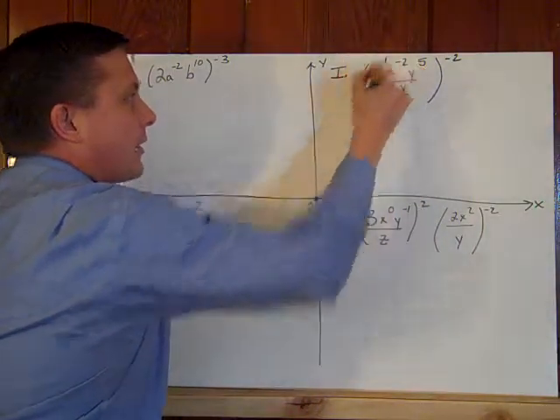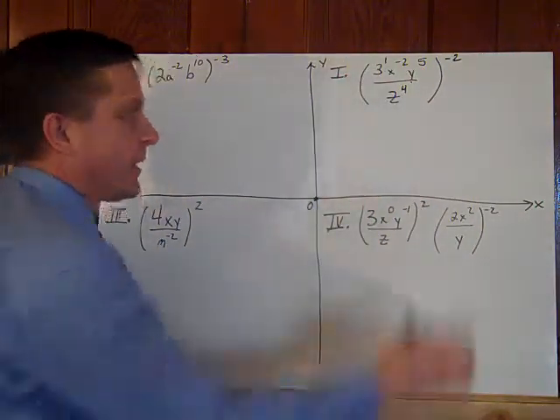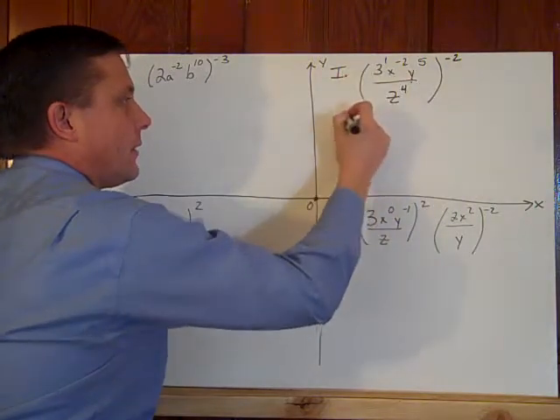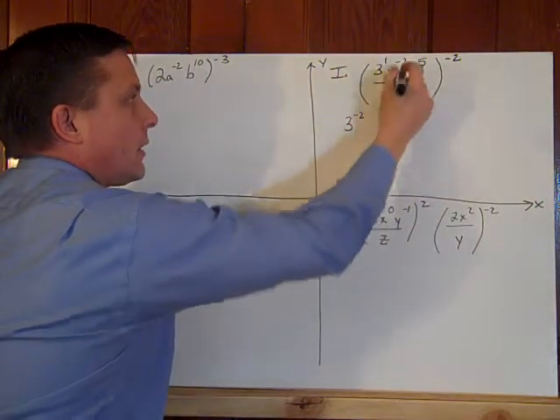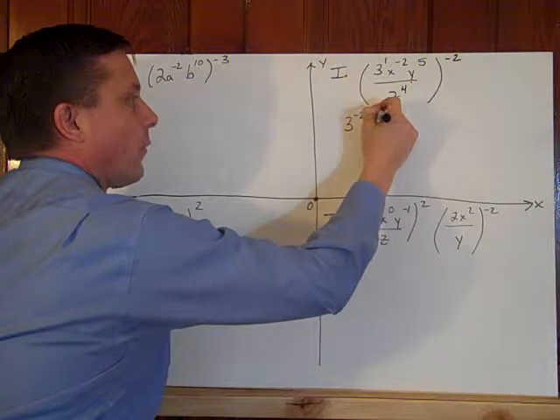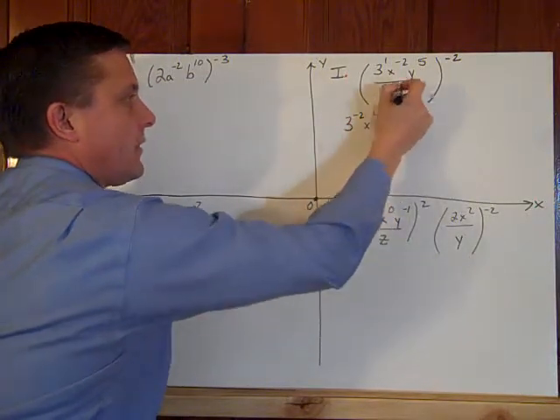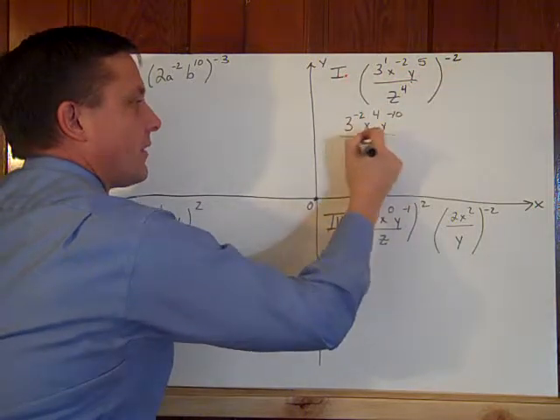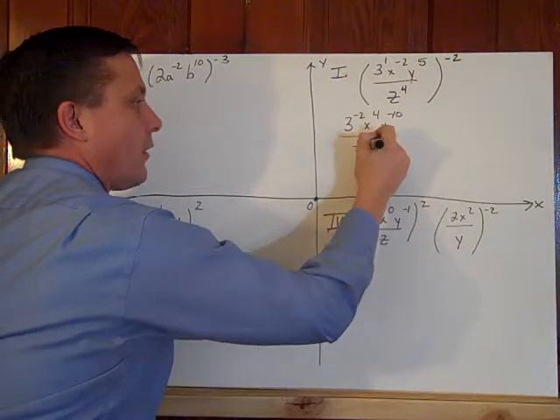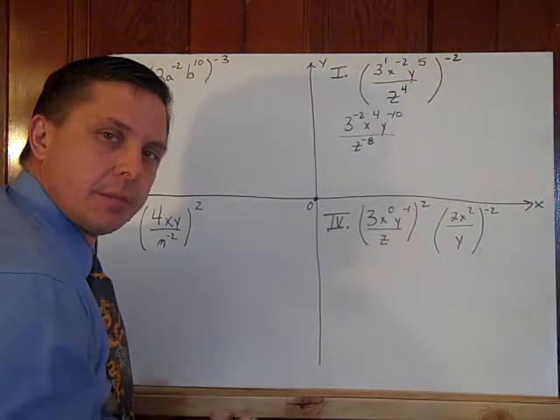So I'm going to put a 1 on the 3 first so we remember to do that. Negative 2 times 1, 3 to the negative 2. Negative 2 squared is positive 4. 5 times negative 2 is negative 10. Z to the 4 times negative 2 is negative 8. And often the denominator gets overlooked.